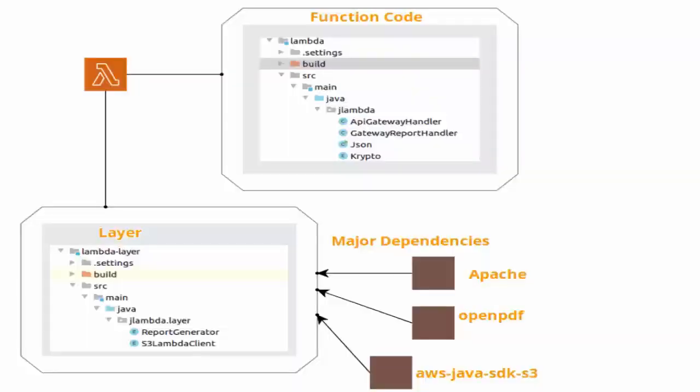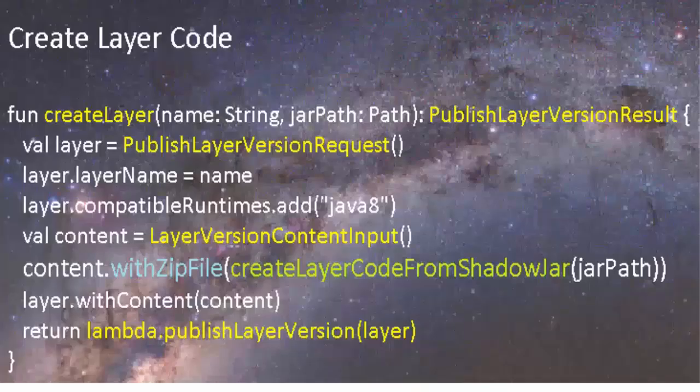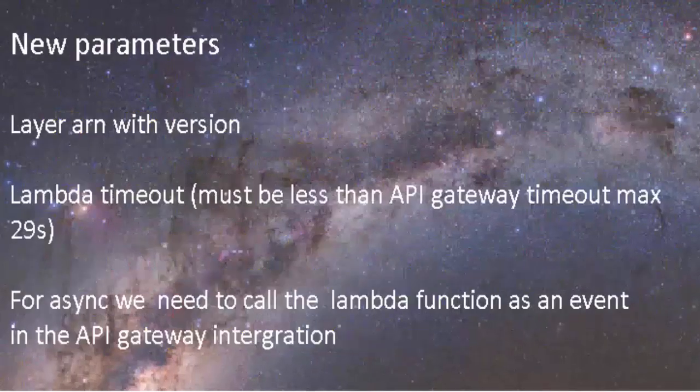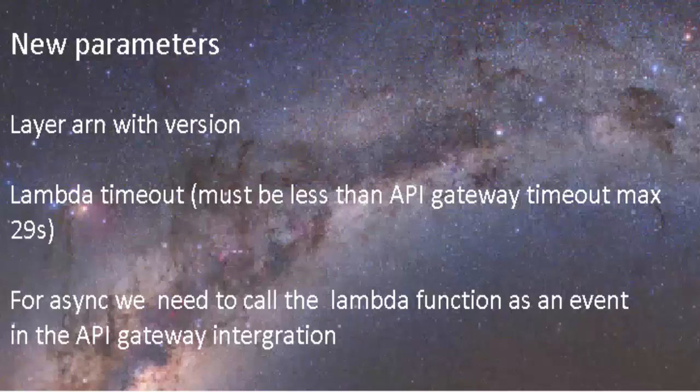This is a summary of our class path architecture, if you like, where the Lambda function calls down to the layer for major dependency and other artifacts such as reusable images, corporate logos, etc. We create a layer very similar to how we create a function. We give it a runtime and we have a shadow jar with all our compiled layer code and translate that jar to a byte buffer which we attach to the layer. We have new parameters, layer ARN, which we call for after we've created the layer, and we need to tag the version on.